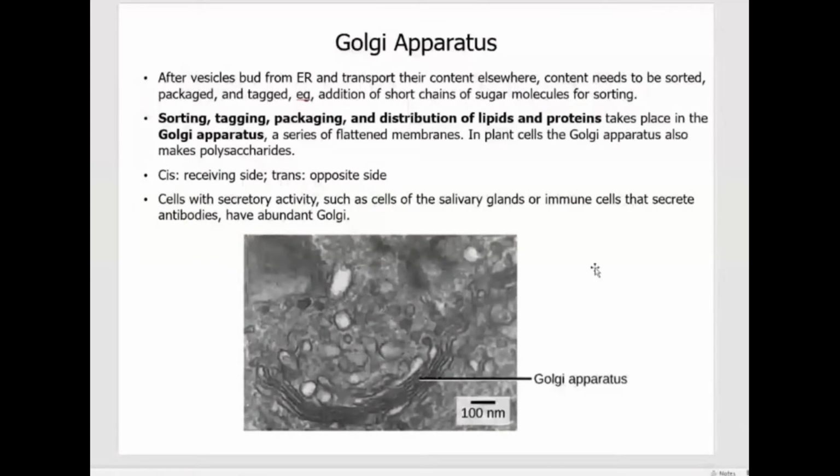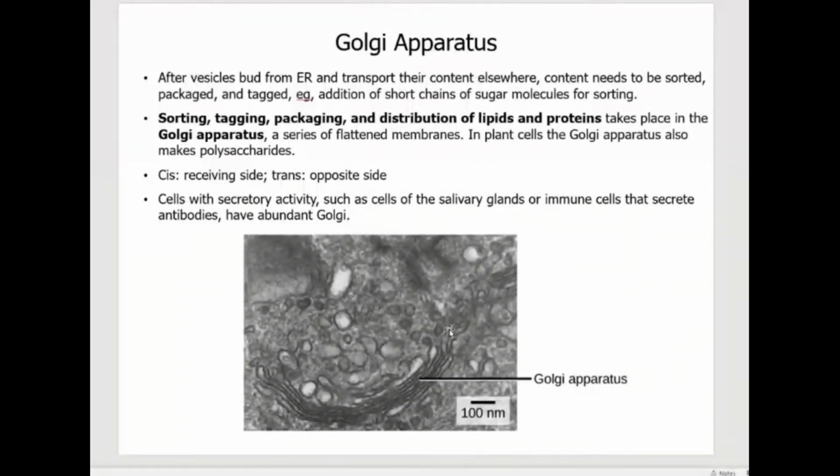Let's come here. After the vesicles bud off from the ER, there are some modifications. Now these molecules need to be sorted, packaged, and tagged. Tagged just means it's like the labels that you put on a package, right? With that label, you know where to send your package. In this case, the cell would know where to send those molecules. So this is what the Golgi apparatus does. Multiple functions, very important. They're like UPS or the USPS: sort, tag, package, and distribute.